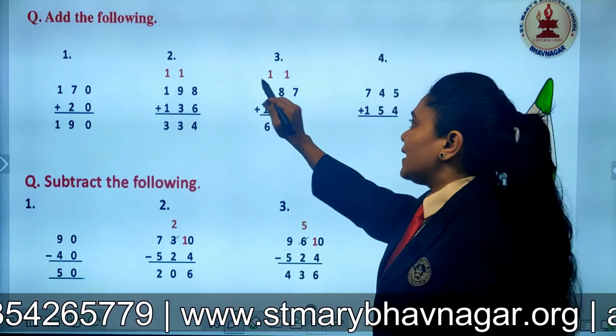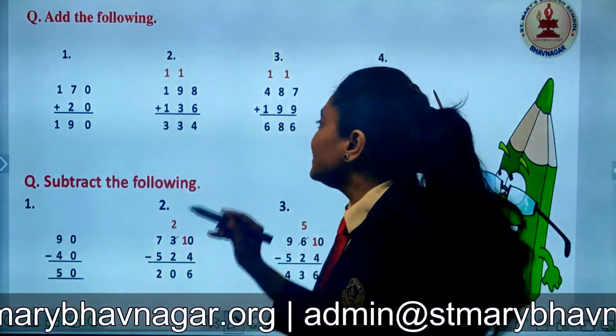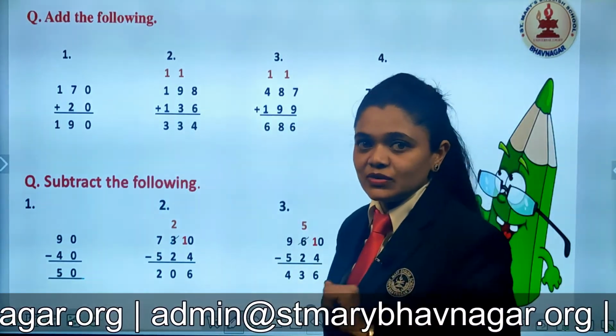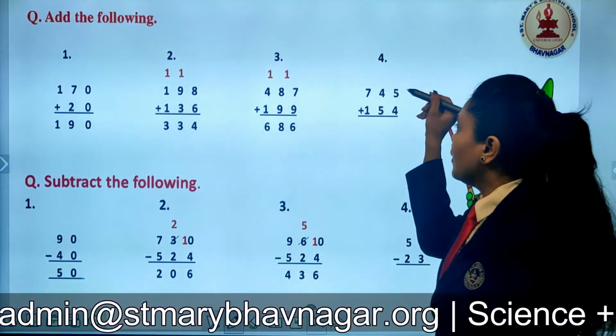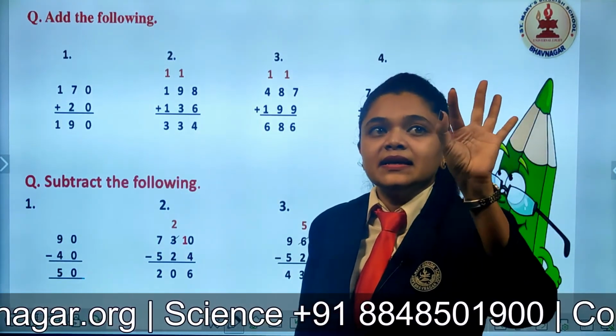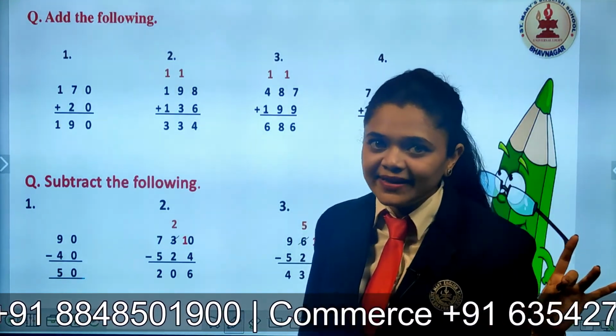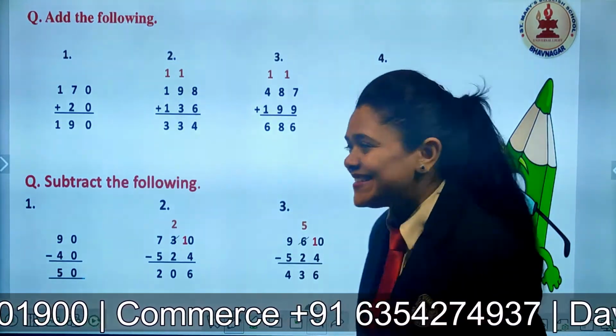So again 1 carry. 1 plus 4, 5. 5 plus 1 will give us 6. Now let us do the next sum. 5 plus 4. So 5, then 6, 7, 8, 9. How much we got, children? Louder. Yes, it is 9.